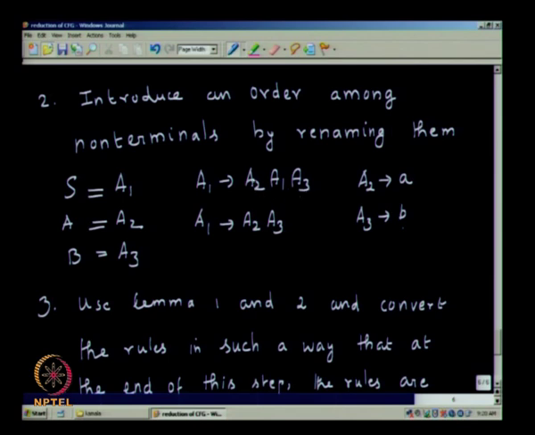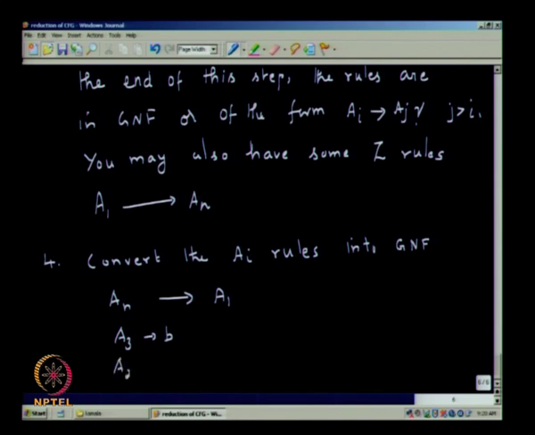Similarly, in this rule, use lemma 1, you get rid of this rule, but substitute for this A2. A2 goes to a is a rule you are having. So, here also this A2 you will be replacing by the right hand side, that is a. So, these two rules will be replaced by replacing the A2 by a. So, in this example, the fourth step becomes A3 goes to b will be there, A2 goes to a will be there, then A1, instead of A2 you write a: A1 goes to a A1 A3, A1 goes to a A3. Now, throughout the conversion either you will be using lemma 1 or lemma 2, and we have already seen that those two lemmas, the language generated is not affected.